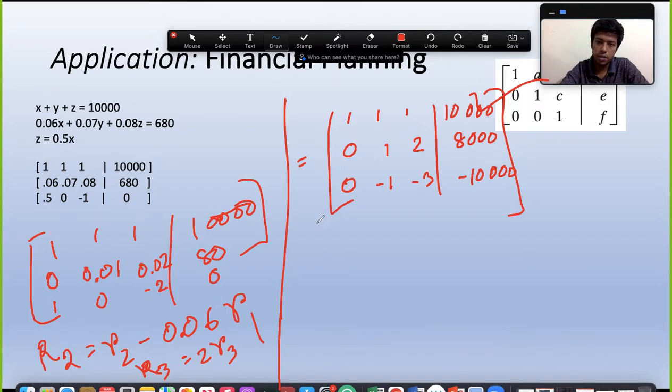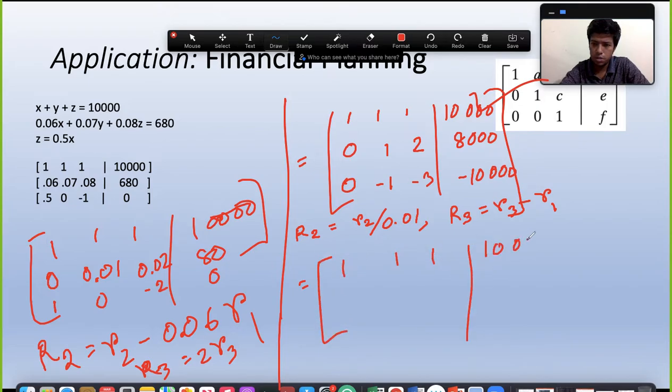So what we have done here is, row 2 equals row 2 divided by 0.01. And for row 3, row 3 equals row 3 minus row 1. Then we have 1 1 1 and 10,000 here. So our second line is actually no problem. We already have something here in the second line, so no problem with that.